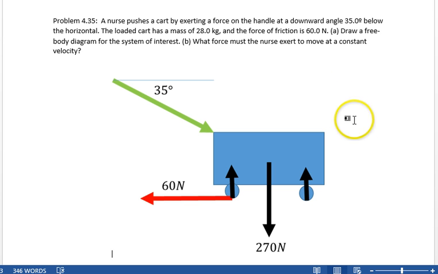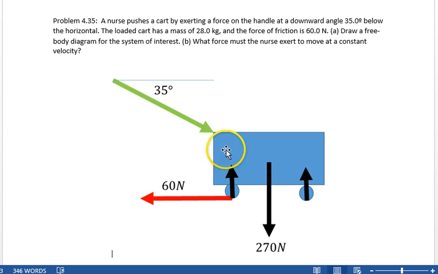All right, so if we look at the cart, what forces are exerted on it? Well, there's the force the nurse is exerting at 35 degrees below the horizontal, right? But we don't know what that is yet. There is the 60 newtons of friction. There's the weight of the cart, which is 28 kilograms times 9.8 meters per second squared. That gives us this 270 newtons. And then there's the normal force exerted up where the cart touches the floor.